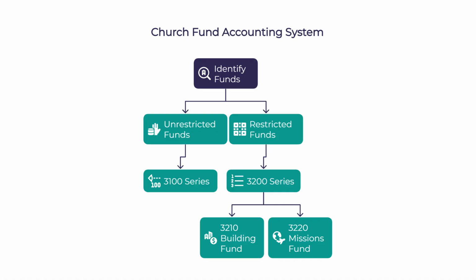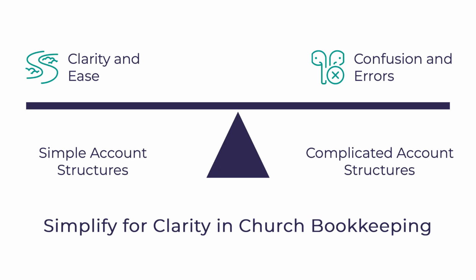Those typically get their own series of numbers. Many churches use 3100s for unrestricted net assets and 3200s for restricted funds. Then, each restricted fund gets its own subnumber, like 3210 for the building fund or 3220 for missions. Unfortunately, there are several pitfalls I see churches stumble into. One of the biggest is overcomplicated account structures. Some churches create so many detailed categories that it becomes unwieldy and confusing, especially if multiple people are handling the bookkeeping. I can imagine that would get messy fast.